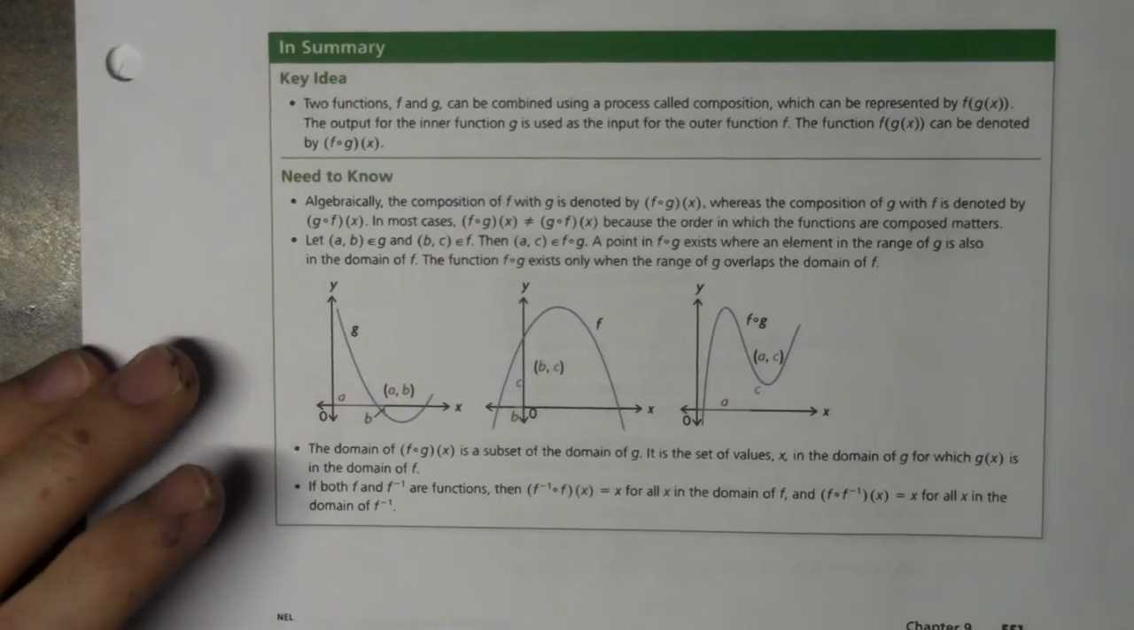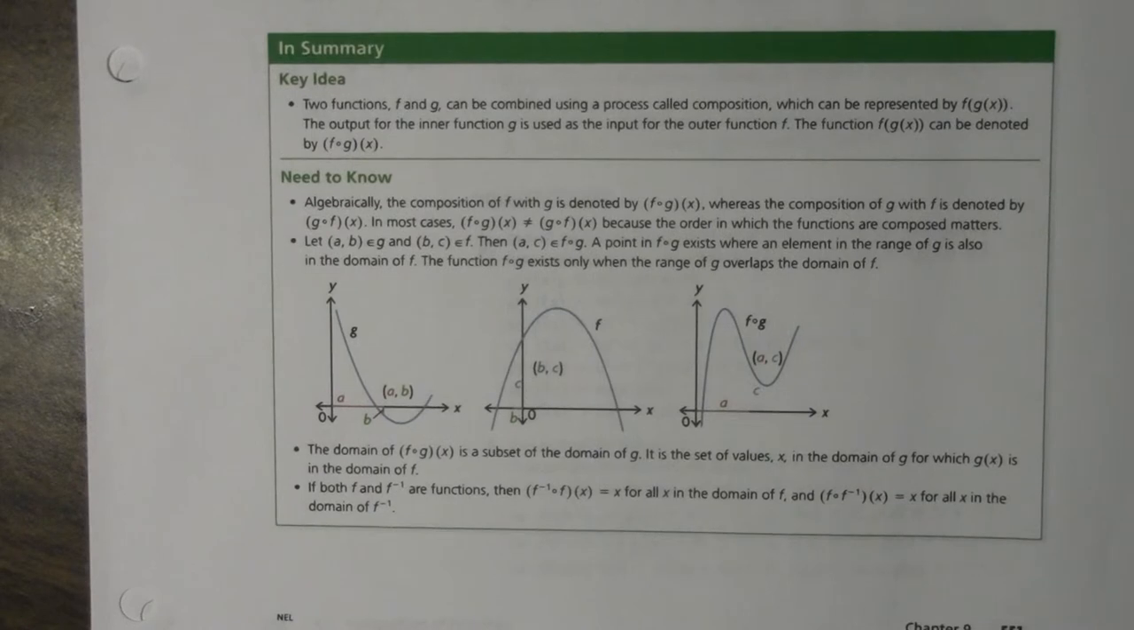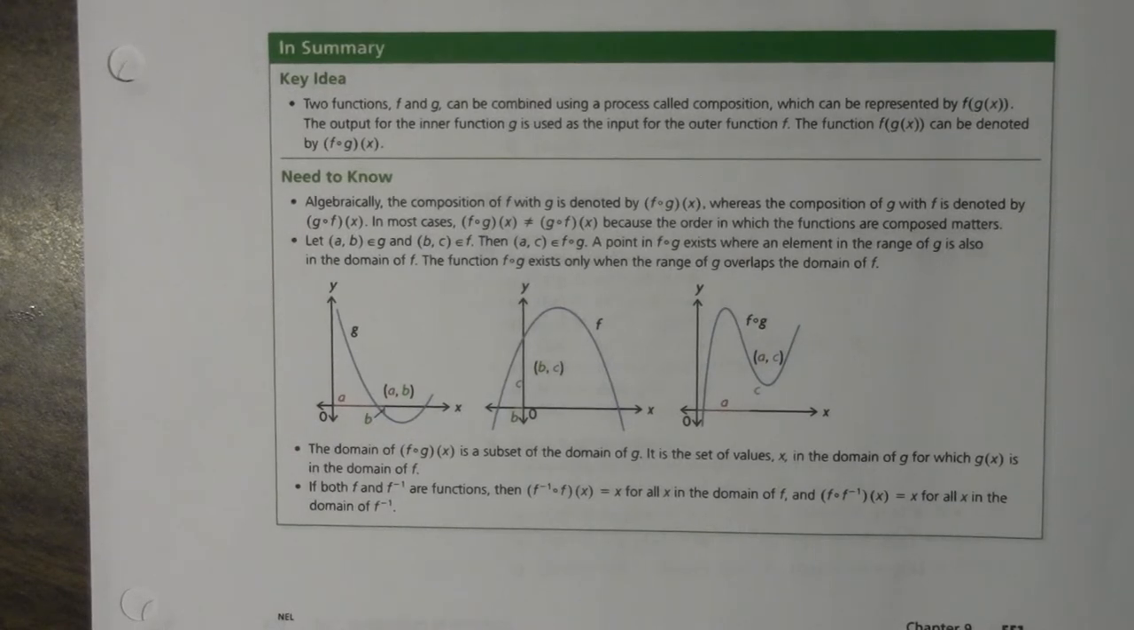If both f and the inverse of f are functions, then the inverse of f composed of f at x is equal to x for all x in the domain of f. And f composed of the inverse of f at x is equal to x for all x in the domain of the inverse of f.